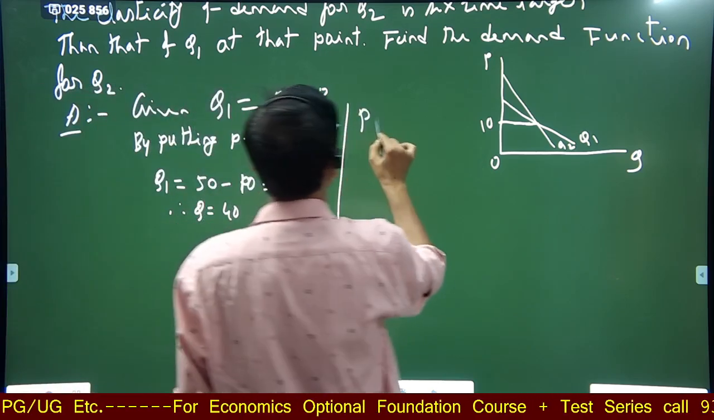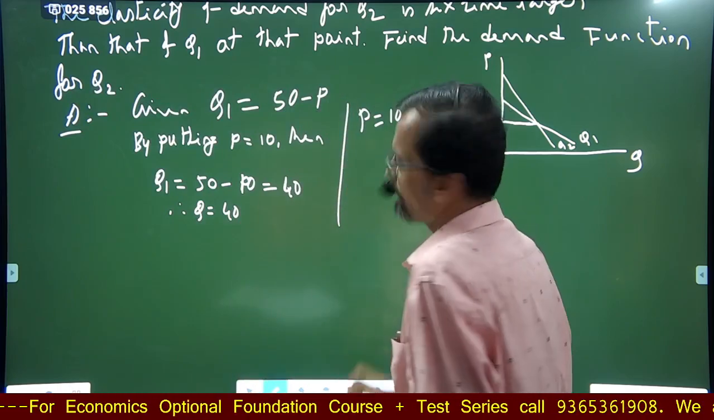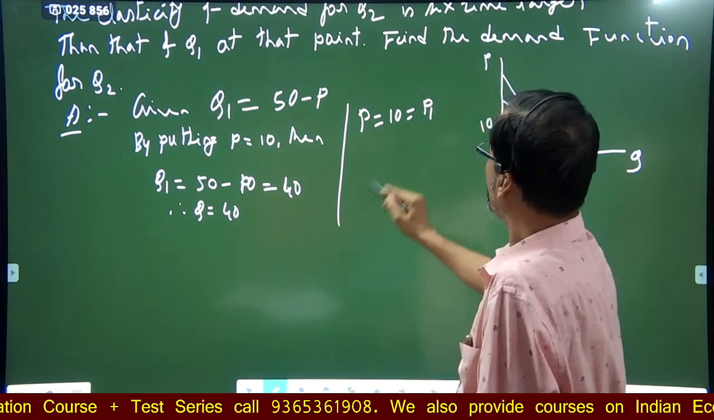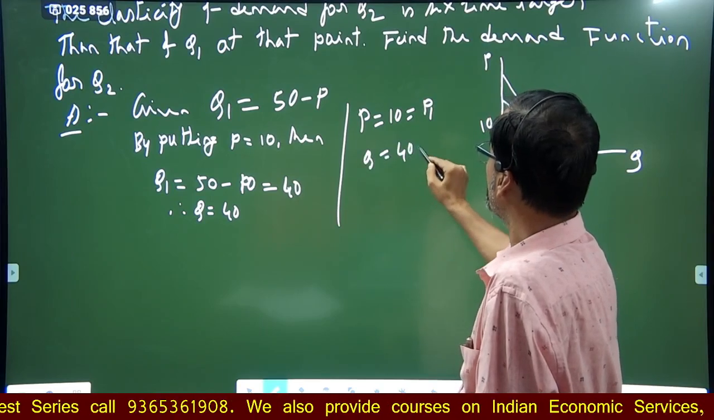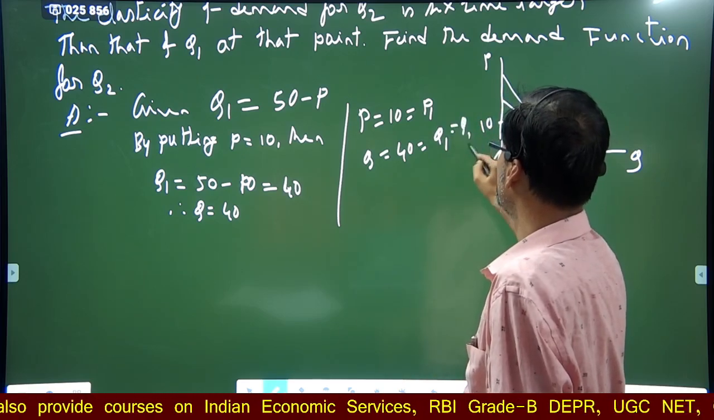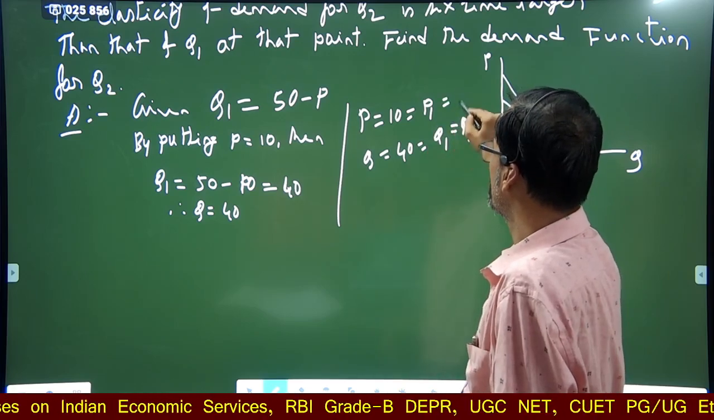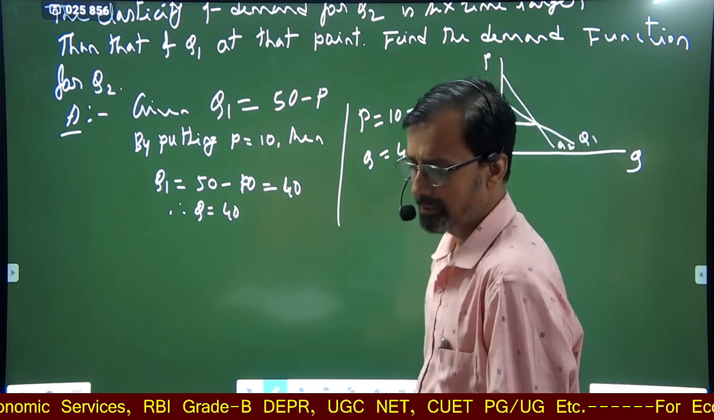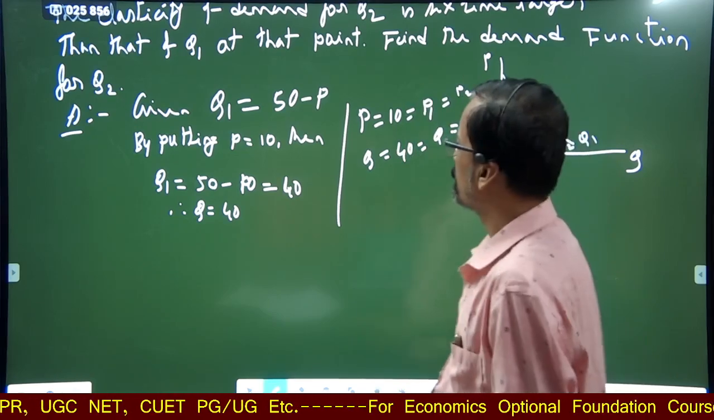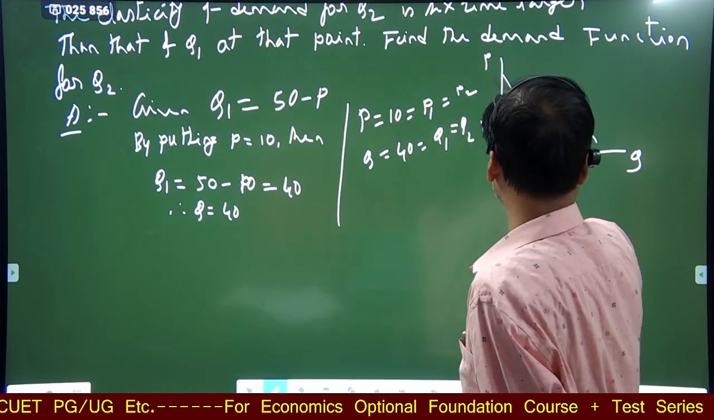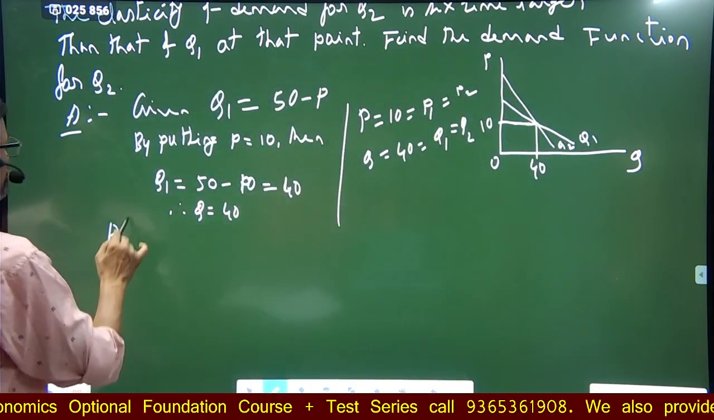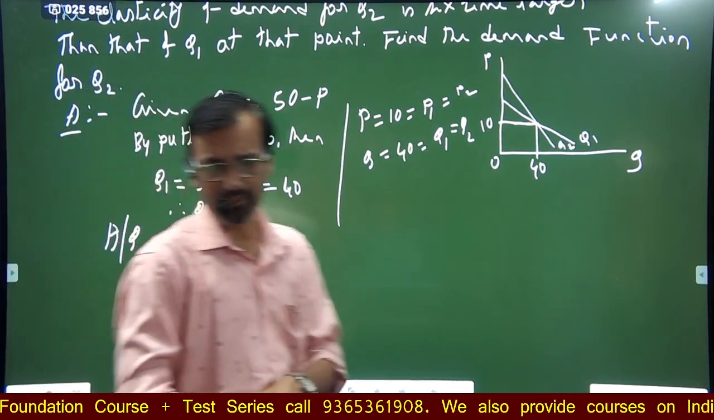Here P equal to 10 means P1 also, and Q equals 40 can be Q1 or Q2 also. We can put Q2 and P2 also. Now you see here the given demand function, and the quantity demanded is 40. Now, according to the question, what is the condition given?